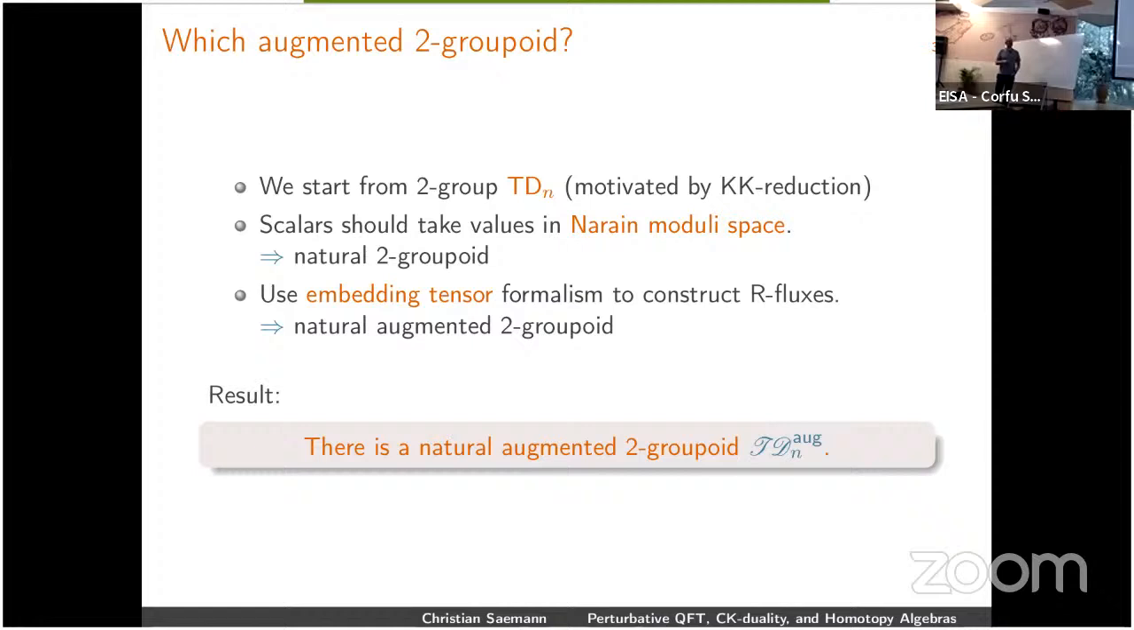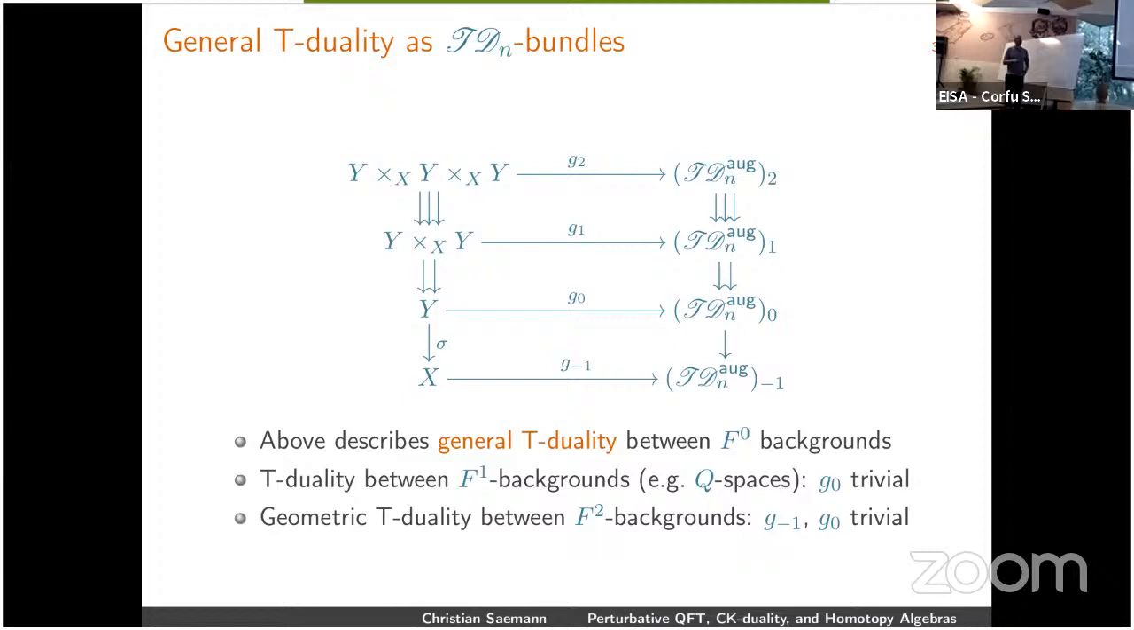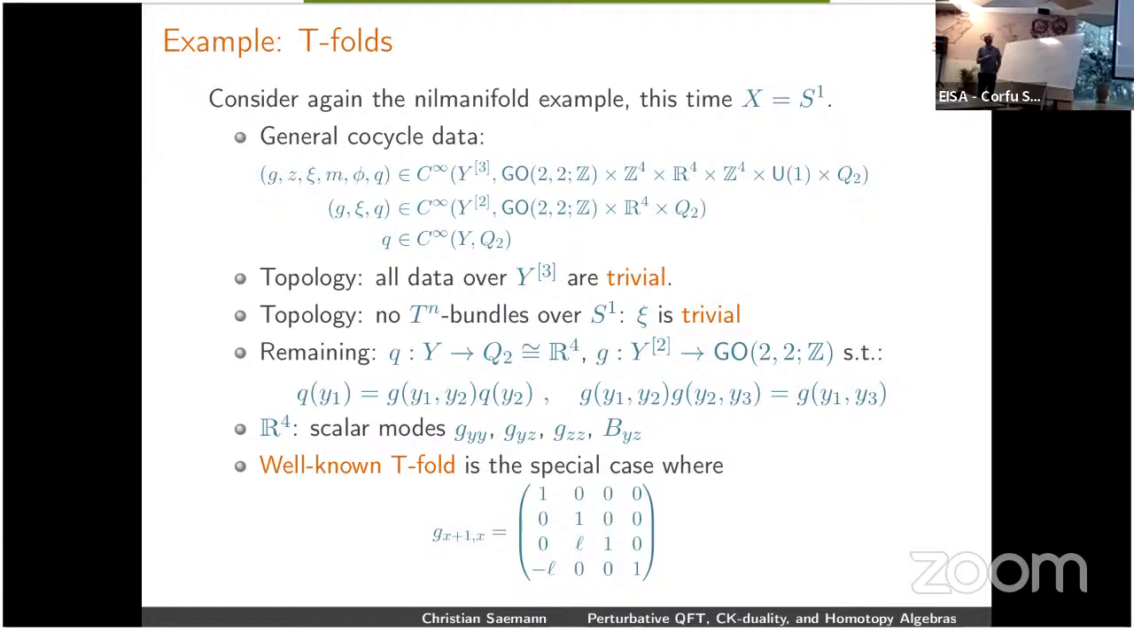You put it in, and this is what we conjecture to describe general T-duality, not just the topological part, for general backgrounds, right? So this is what should capture this whole thing. And importantly, if you truncate, you get back what we had before, and you get geometric T-duality in particular. Again, you can make this explicit. Here there's an example that many people will know, the T-fold over the Nil manifold example, and you get everything explicit, and you get exactly the expected case, right? So the things that you know, you can reproduce.